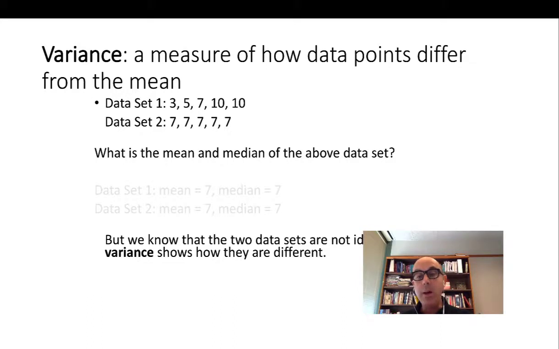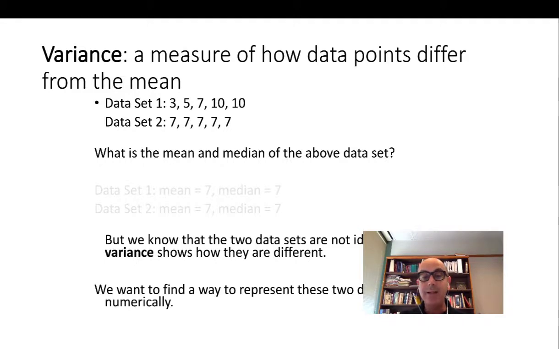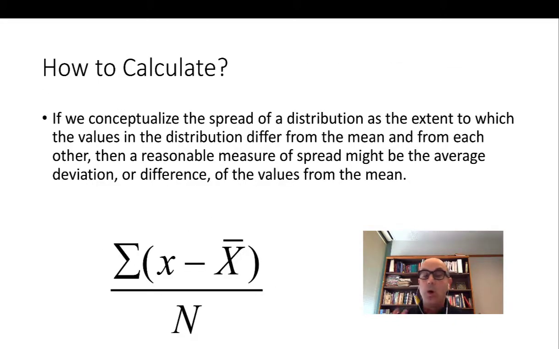But what is interesting by itself is that the two sets are not identical, because set number 1 holds the values of 3, 5, 7, 10, and 10, compared to the second set, which is 7, 7, 7, 7, 7. So the variance shows how they are different. So we want a way to present the two sets of data numerically. So how do we do that?